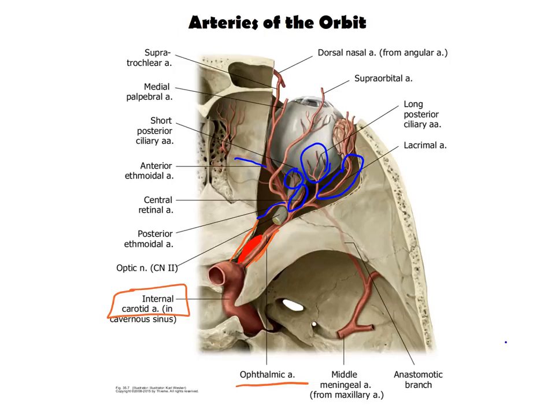Both the supratrochlear and the supraorbital arteries course in company with the supratrochlear and supraorbital nerves as they exit onto the forehead.